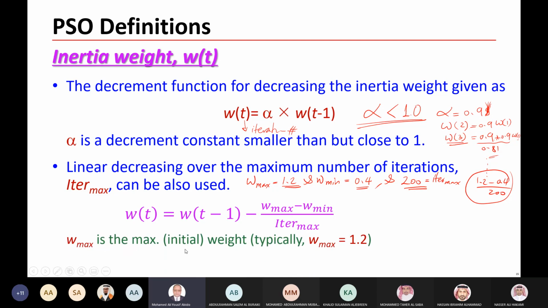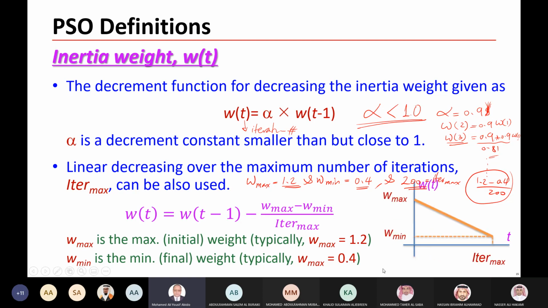So omega max is the maximum, which is typically the initial weight, and omega min is the minimum or final weight, typically 0.4, and you can have such a decreasing function here. This is omega max and this is omega min. At any iteration here, you can find how much the W is, and apply this as an update rule for omega.